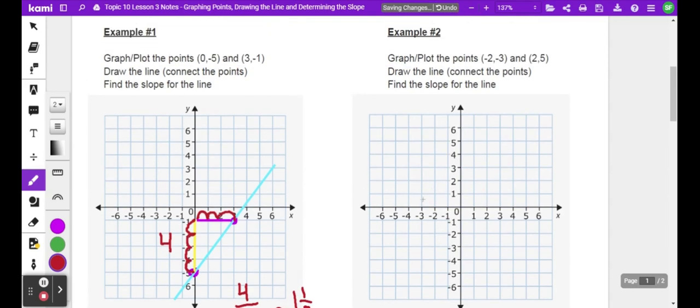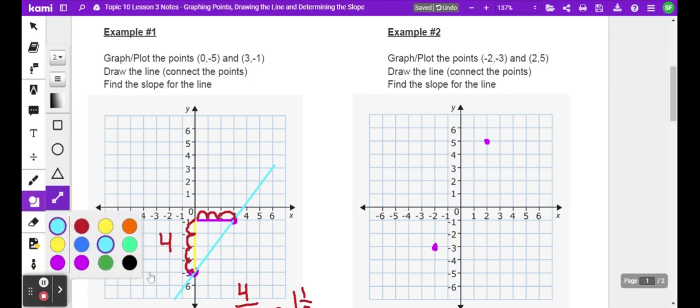If we look at example 2, I'm going to do the same thing. I'm going to plot my points first, and then I'm going to draw my line, and then I'm going to find the slope. So to graph the point -2, -3, I'm going to start at the origin. I'm going to go left to -2, and then down 1, 2, 3 to -3. I'm going to plot my point. And to graph 2, 5, I'm going to start at the origin, go right 2, and then up 5. Plot my point. Going to connect my dots so I can form my line.